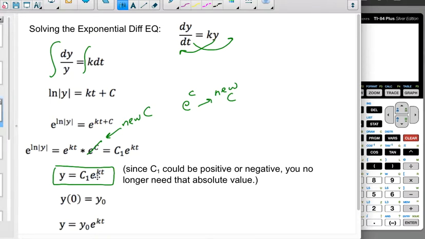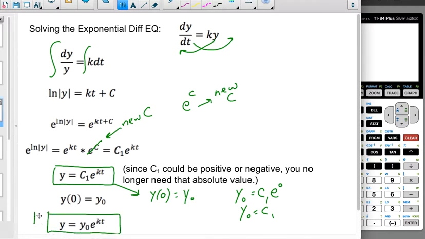Now, as a side note, you can see what would happen if I plug in y of 0. The general notation in math for that is y naught, y with that sub 0. If we plug in a 0 here, I get y naught equals c sub 1 e to the 0. So my y naught is just whatever that constant c sub 1 is. So a more common version of this equation is y equals y naught e to the kt. These two are pretty common solutions.